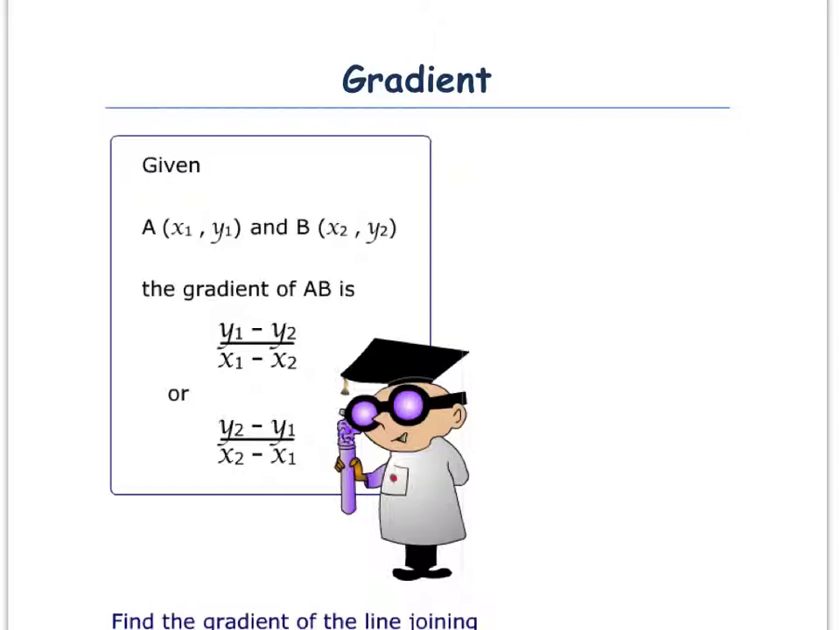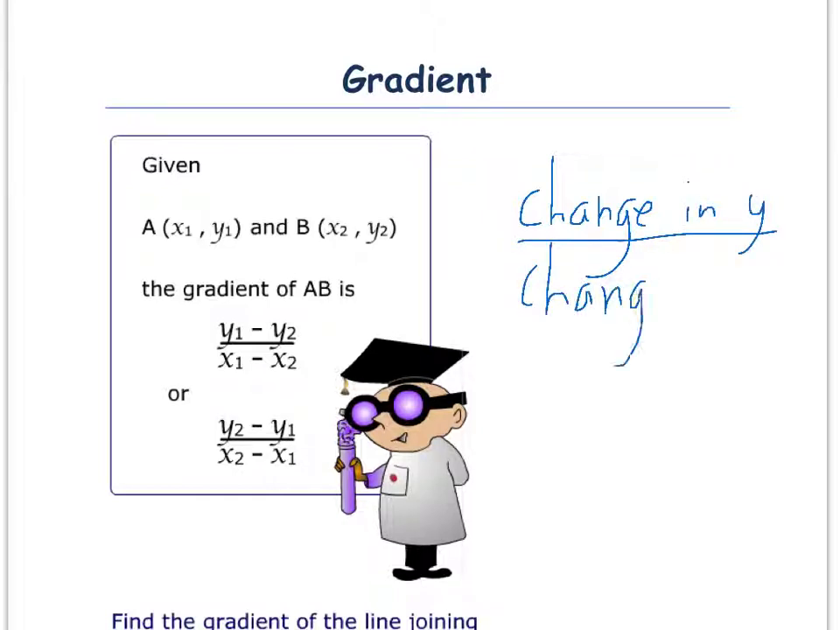Now, to find the gradient of a line, it's dead simple. Basically, you do the change in y divided by the change in x. Now, the algebraic way of writing this is shown here. Okay, so it's either y1 minus y2 divided by x1 minus x2, or y2 minus y1 divided by x2 minus x1.